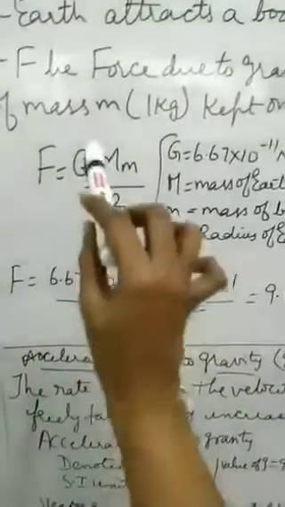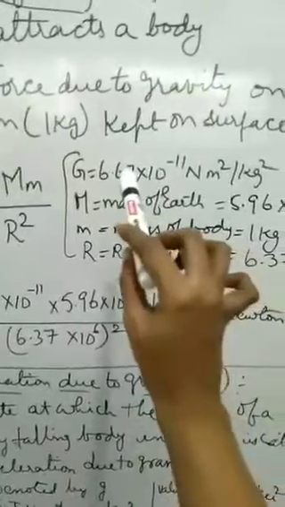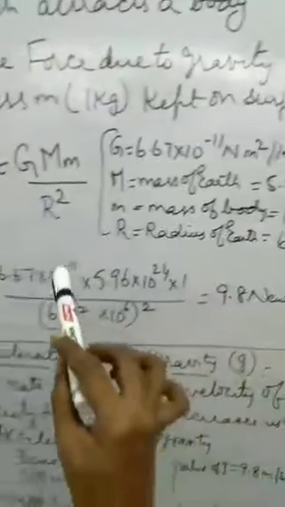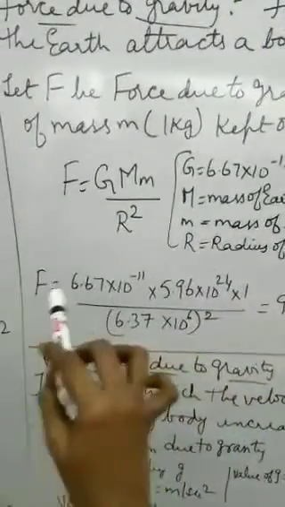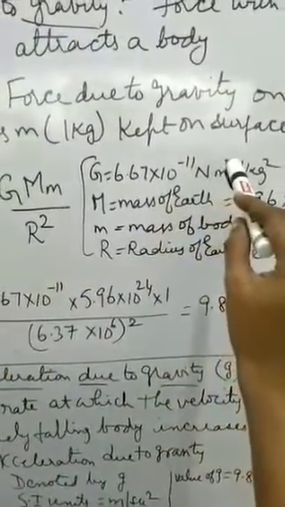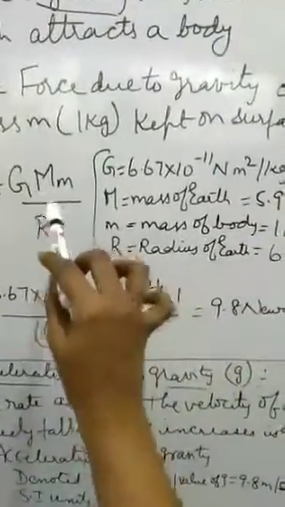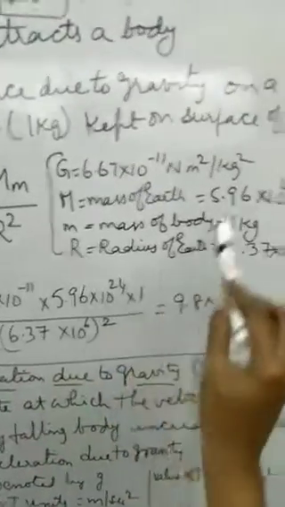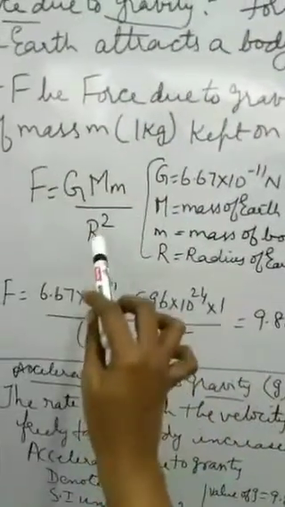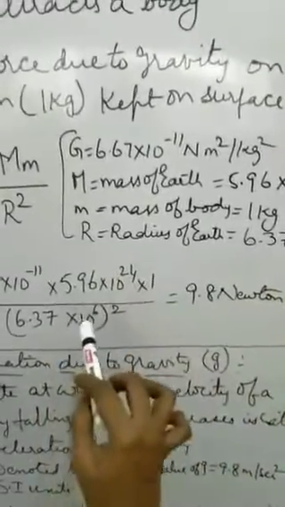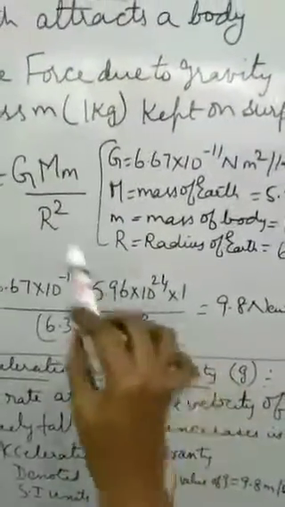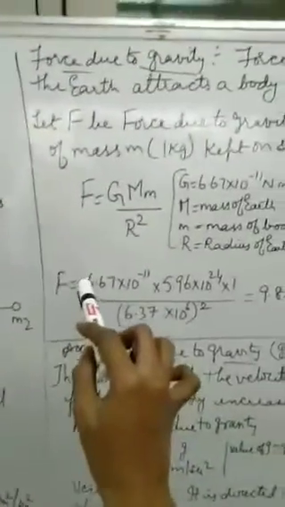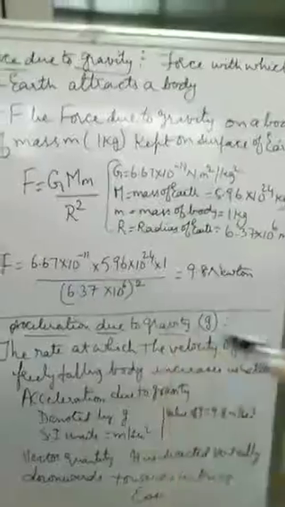So F is equal to, substitute these values. G value I have already given, 6.67 into 10 power minus 11 Newton meter square by kg square. Substituting these values, F is equal to 6.67 into 10 power minus 11 into the mass of the earth, 5.96 into 10 power 24, into 1 kg of that particular body, divided by r square, where r is the radius of the earth, 6.37 into 10 power 6, whole square. If you do the cancellation, you will get 9.8 newtons. This is how you calculate the force due to gravity.